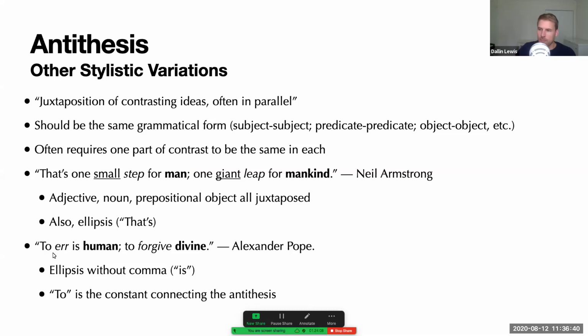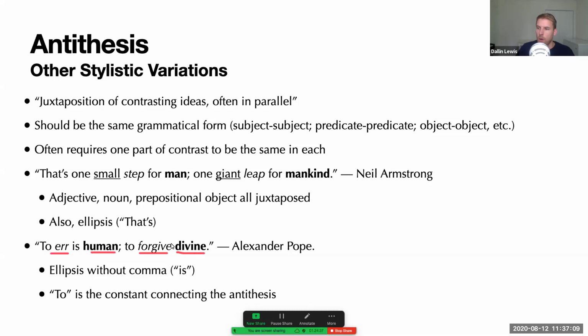This one from Alexander Pope, a famous poet. To err is human, to forgive divine. So err and forgive, they are both infinitive nominal verb phrases functioning as the subject here, but they are opposite types of verbs, erring and forgiving. Likewise, human and divine is most definitely opposite each other, and they are in the subject complement position.